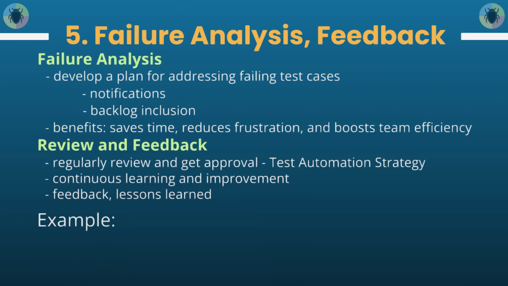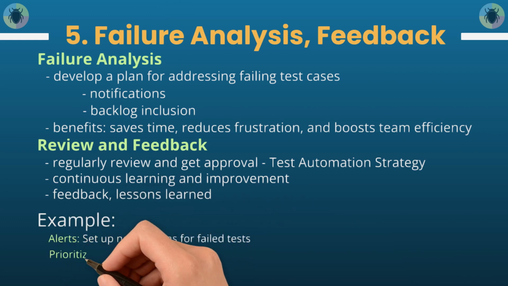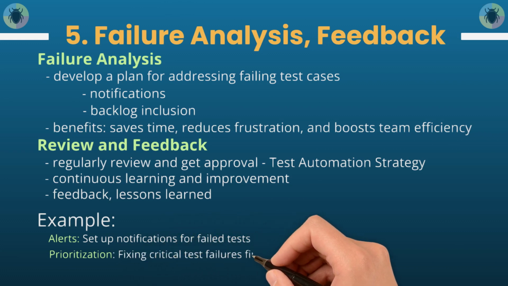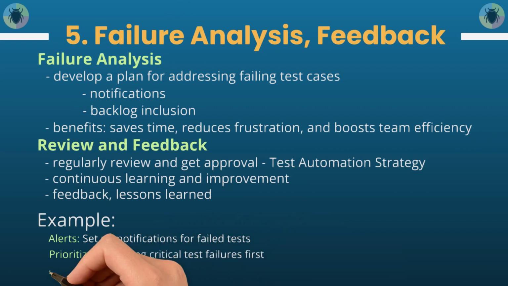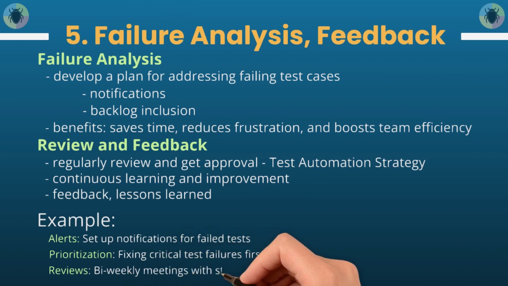Example: set up alerts for failed tests that notify the team immediately. Prioritize fixing critical test failures and add them to the backlog. Schedule bi-weekly reviews with stakeholders to discuss the automation strategy and gather feedback for continuous improvement.